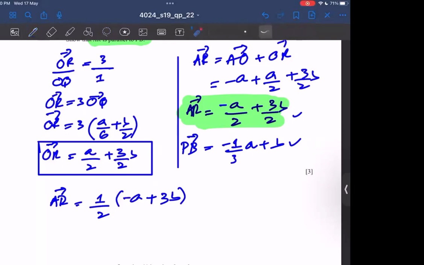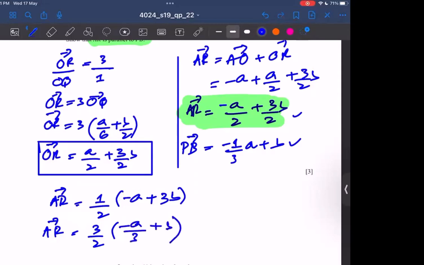I got 1 by 2 common here. But now it will look a bit different because I'm taking 3 common as well. Sir, there is no 3 with the A, there is no multiple of 3 with the A. But still I'm taking 3 common. It becomes 3 by 2. When you don't see any multiple of 3 with the A, you can divide it by 3.